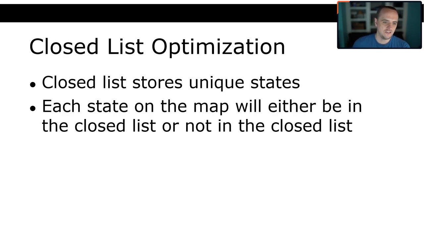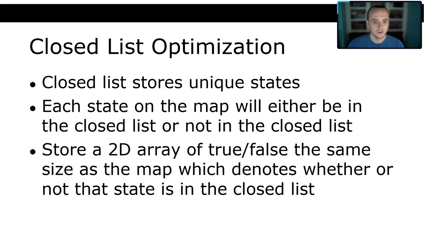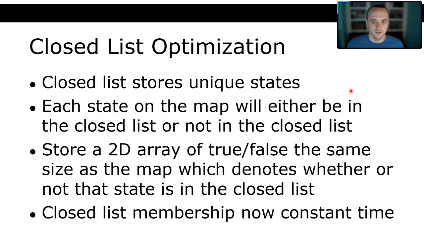So that means that each state on the map will either be in the closed list or not be in the closed list. So instead of storing a list of all the different states in the closed list, I could instead store a two-dimensional array, which is the same size as the map, of trues or falses, which denotes whether or not that state is in the closed list. So that means that closed list membership will now be constant time.